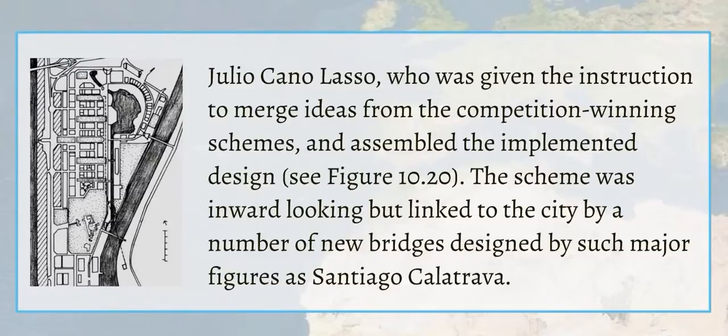Giulio Cano Lasso was given the instruction to merge ideas from the competition-winning schemes and assemble the implemented design. The scheme was inward-looking, but linked to the city by a number of new bridges designed by such major figures as Santiago Calatrava.